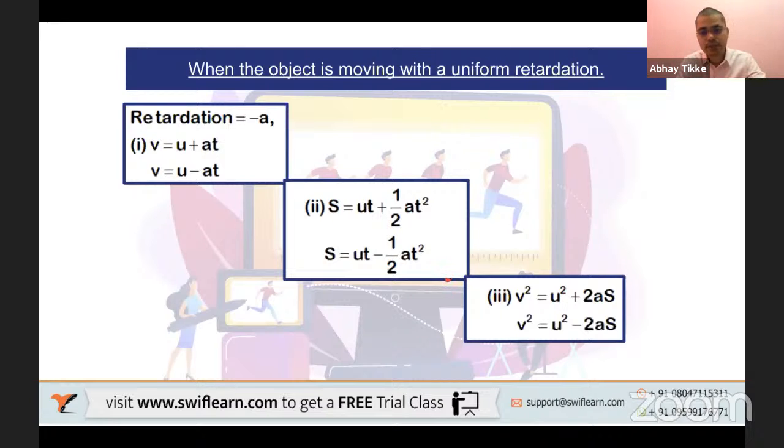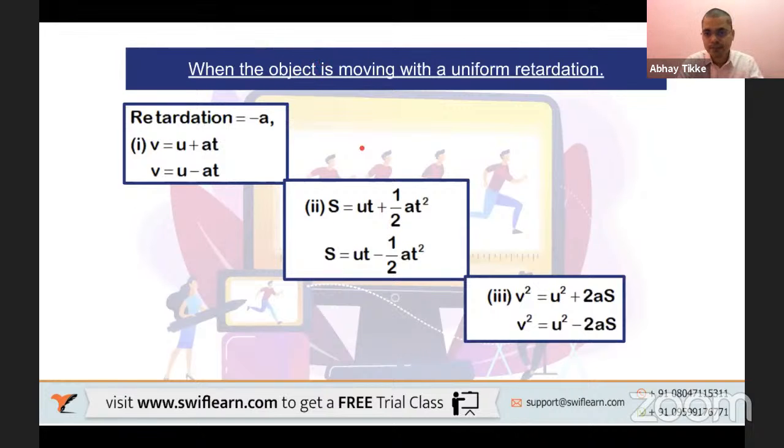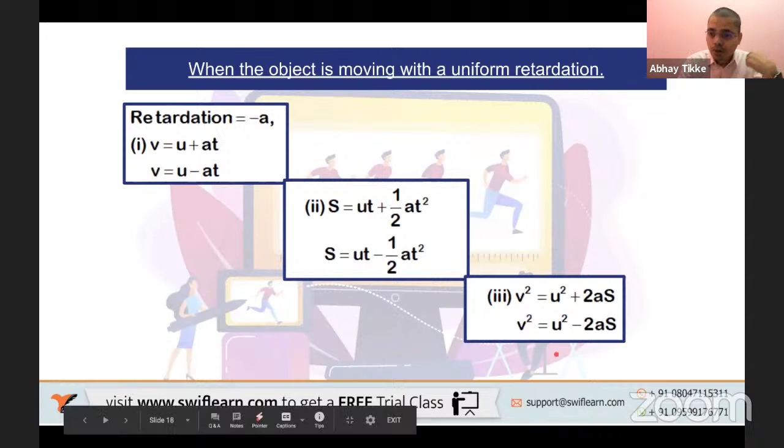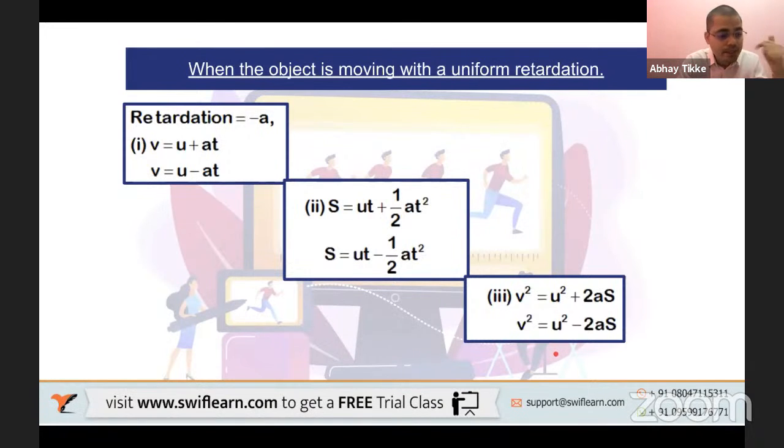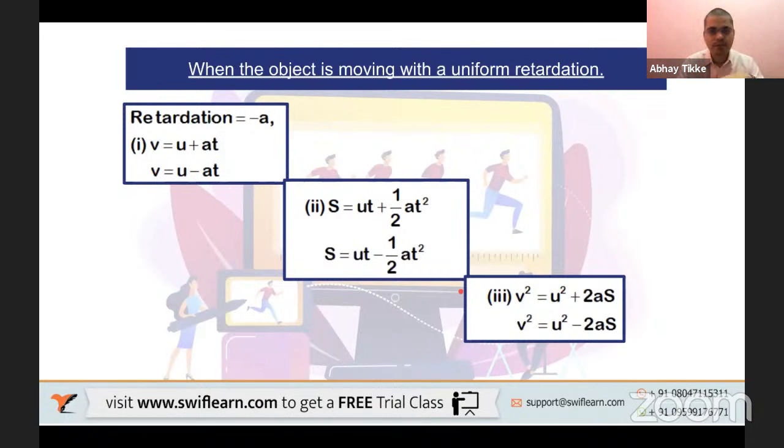Are you getting this? Then v square equal to u square plus 2as. क्या डालेंगे? v square equal to u square minus 2as. These are the three equations when your body is retarding. Retarding मतलब उसकी velocity कम हो रही है. Is this clear? Any doubt? Right? Let us go ahead.